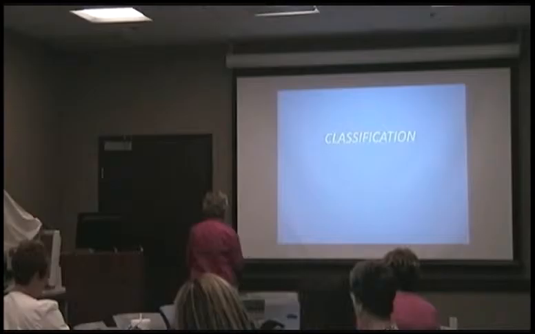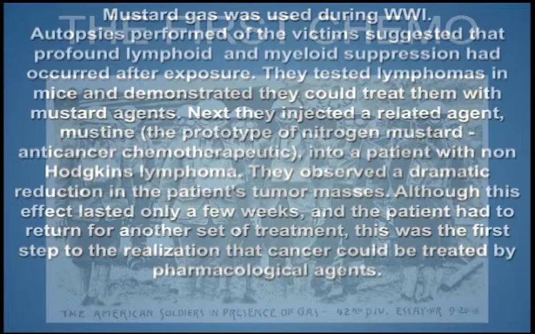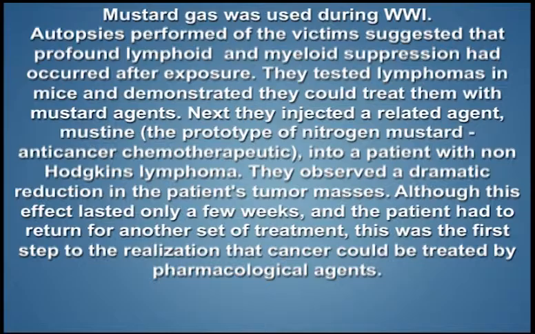So now we're going to get into the classifications. First of all, the first chemotherapy, you notice these poor gentlemen with gas masks on, was mustard gas used during World War II. What they found out is that the sailors and the soldiers that came back, their lymph nodes were shrunk down to nothing, and their blood counts were in the basement. All their blood counts went down. So somebody said, gee, I wonder why that happened. Maybe we ought to do something with it.